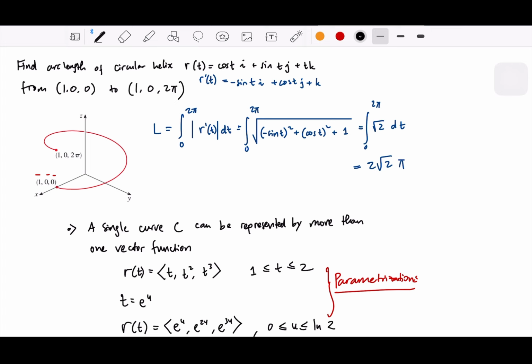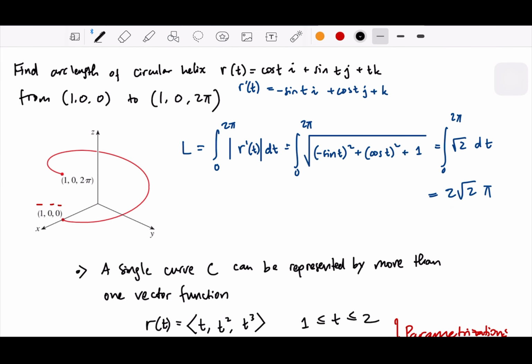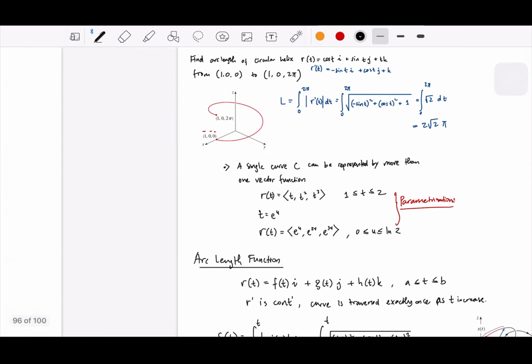And that actually comes from the magnitude of the parametric equations, the x, y, and z. So we can actually simplify the parametric one and then make it into the magnitude value of the first derivative.